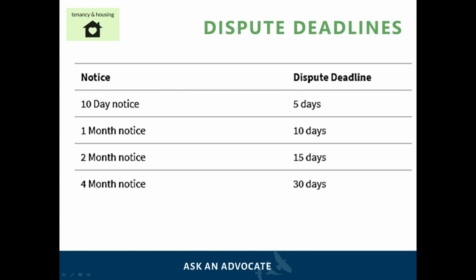For a 10-day notice, the tenant has 5 days to dispute said notice. For a 1-month notice, you have 10 days. For a 2-month notice, the tenant has 15 days to dispute it, and for a 4-month notice, you have 30 days to dispute it.